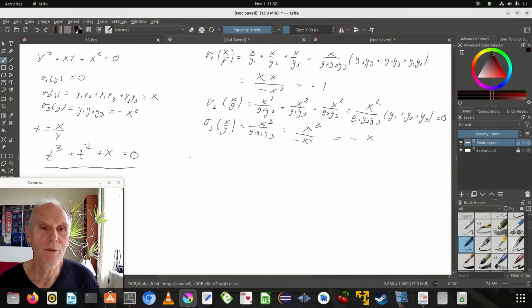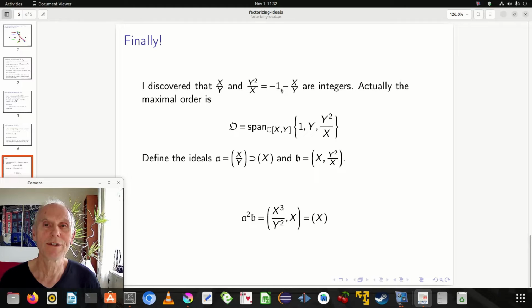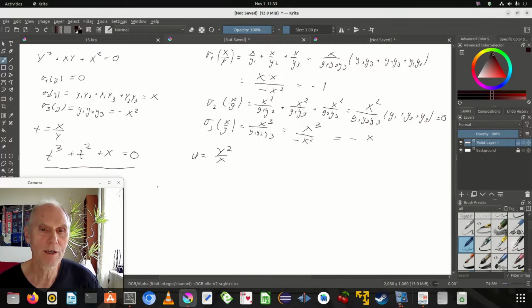I also discovered that y squared divided by x was, but actually it turns out that they are connected. As you can see here, the sum of them gives minus 1. And it just comes from the equation. You divide the equation here by xy. So y squared divided by x plus 1 plus x divided by y vanishes. So we take the ideal generated by y squared over x and x divided by y.